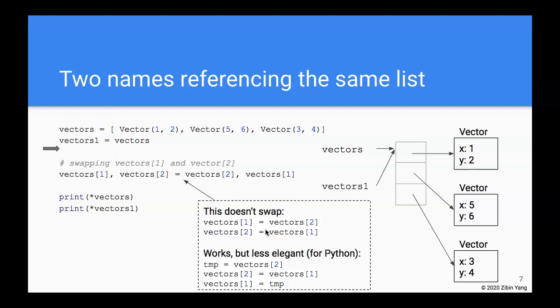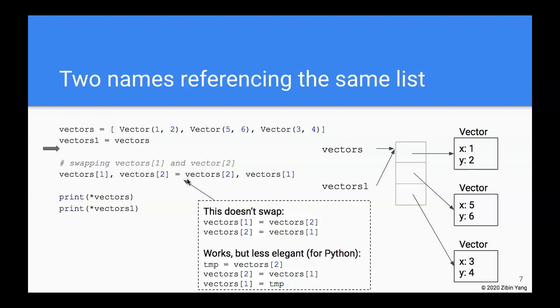The correct way in other languages is to assign, let's say, the vector at index 2 to a temporary value, then assign the vector at index 1 to index 2, and finally take that temporary value, which was the original vector at index 2, and assign it to index 1. That would successfully and correctly swap the vectors at these two positions in the list. So that works, but that's not quite the elegant way to do it in Python.